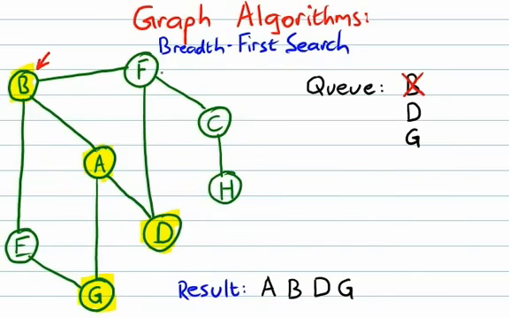So again, going in alphabetical order, we're going to visit the vertex E, mark it as visited, and add it to the queue. But we're still at B, so we'll take a look at the next unvisited vertex from B, which is F. Visit it, mark it, queue it. No place new to go from B, so we're done with B.